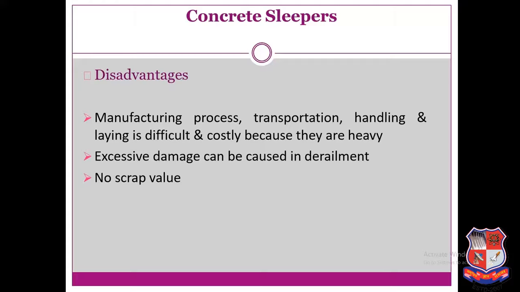Disadvantages. The manufacturing process, transportation, handling and laying is difficult due to its heavy weight, and it is costly because they are heavy. Excessive damage can be caused in derailment, and there is no scrap value in concrete sleepers as compared to steel sleepers and cast iron sleepers.